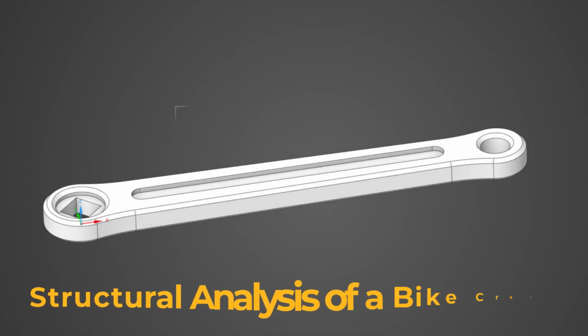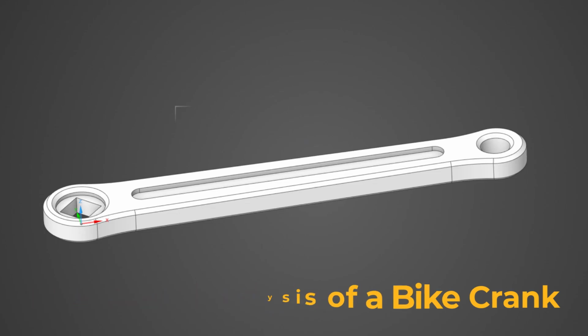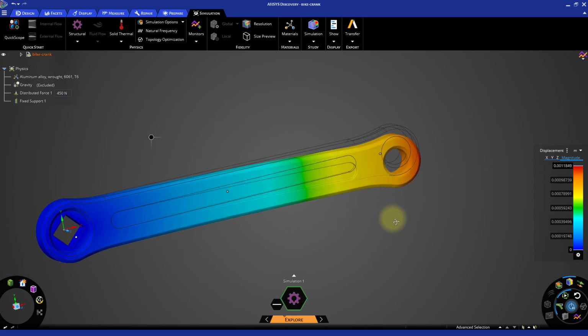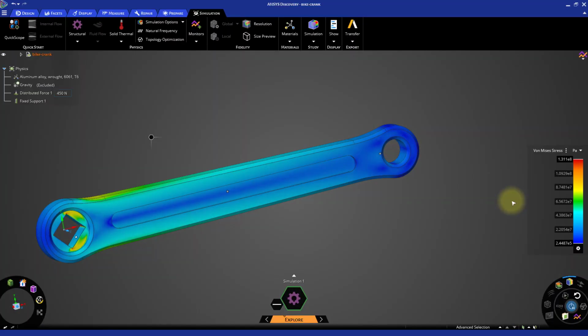In this exercise, we will be performing a structural analysis on a bike rack. Before proceeding with this analysis, let's understand the intention behind performing it. A structural analysis helps to evaluate structural displacements, stresses, strains, and forces on components and assemblies.